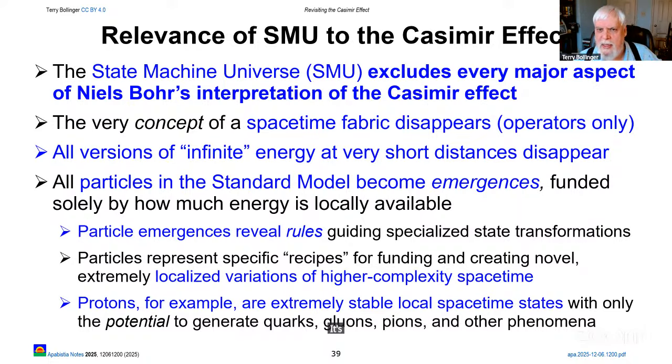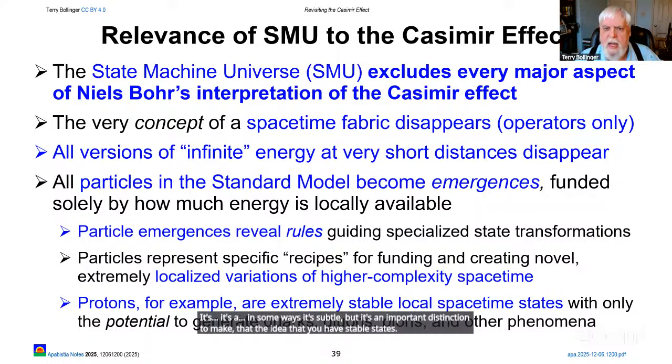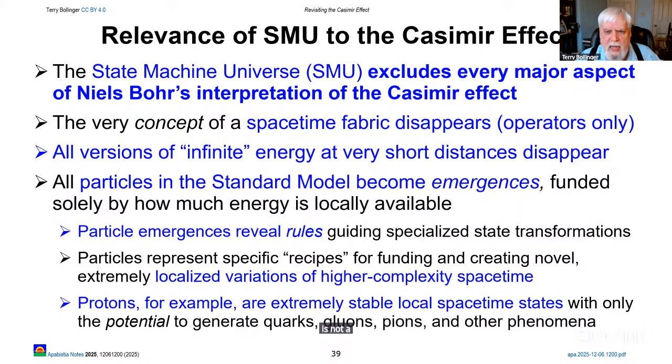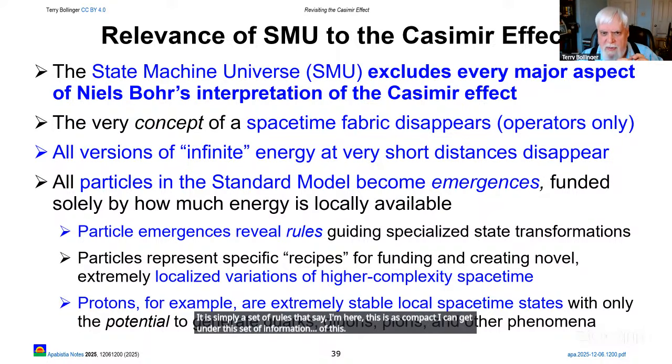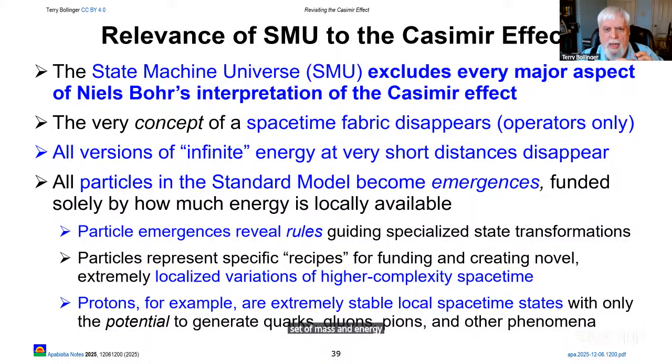In some ways it's subtle, but it's an important distinction to make: the idea that you have stable states that allow the emergence of complexity without actually having the complexity. The electron orbital is not a superposition of an infinite number of electrons doing a little bit of everything all at the same time. It is simply a set of rules that say, I'm here, this is as compact as I can get under this set of information, this set of mass and energy. Can't do anything more, but here's what I'm capable of, if you ask me. Here's what I could do if you do that. So the state machine model gives a more precise way of saying that: what is your next state that is possible if you do that?